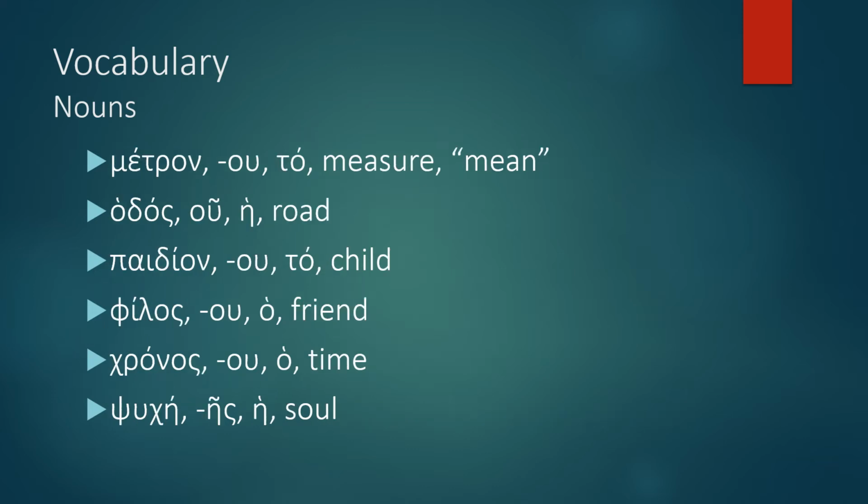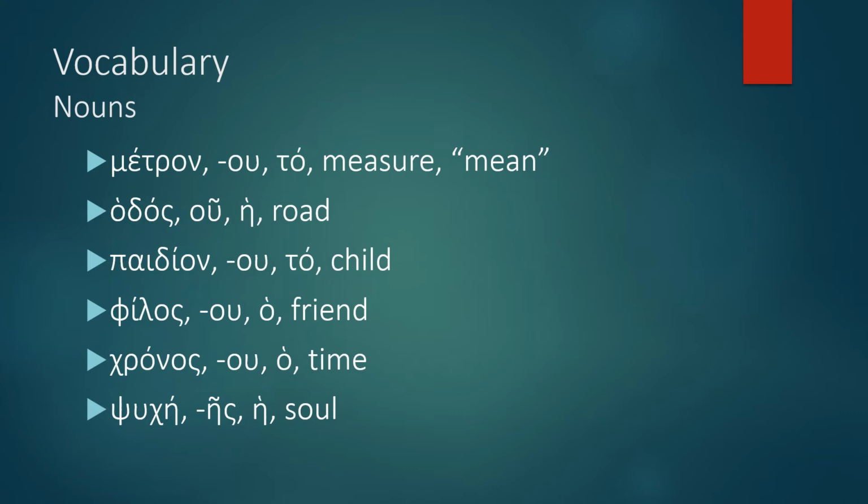Some more nouns. Metron, metrou, to. Neuter, second declension. We get the word in English meter from it. It means measure or mean, perhaps the golden mean in Aristotle, or ariston metron, the best mean. But yeah, we get the unit of measurement for pretty much everywhere but the United States of America and Liberia.